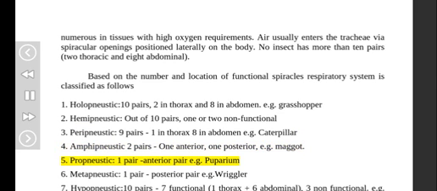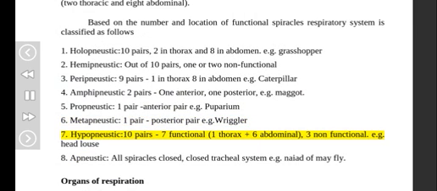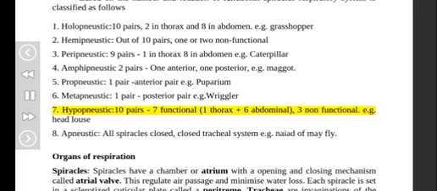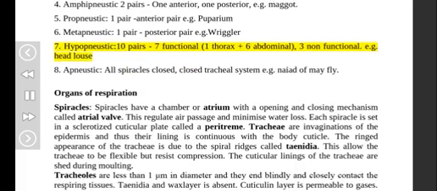5. Propneustic, 1 pair, anterior pair, e.g., puparium. 6. Metapneustic, 1 pair, posterior pair, e.g., wriggler. 7. Hypopneustic, 10 pairs, 7 functional, 1 thorax plus 6 abdominal, 3 non-functional, e.g., head louse. 8. Apneustic, all spiracles closed, tracheal system closed, e.g., naiad of mayfly. Organs of respiration.